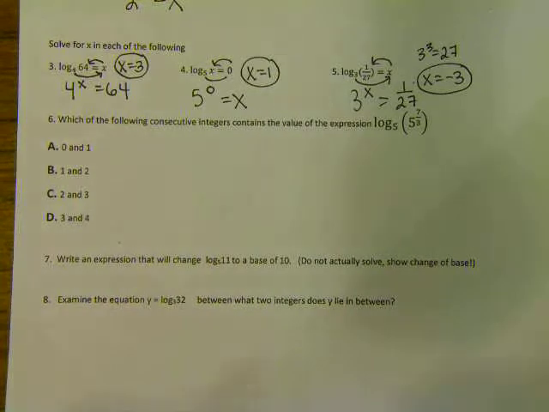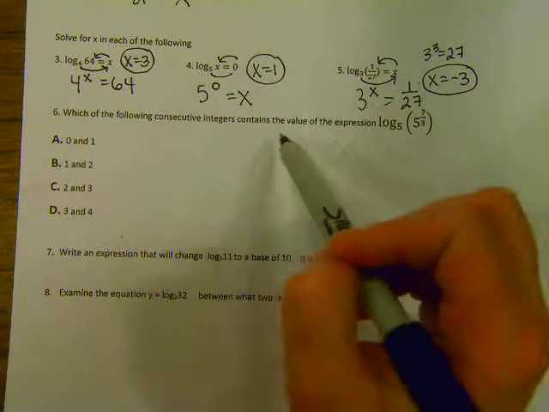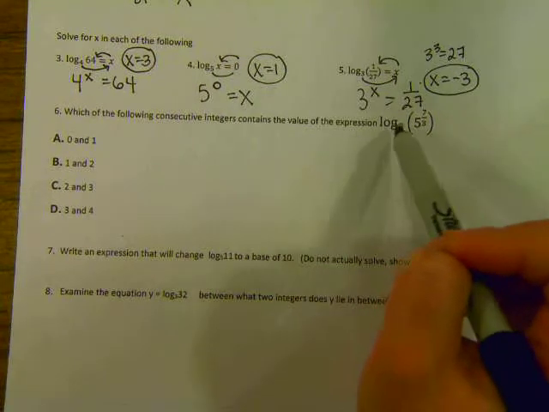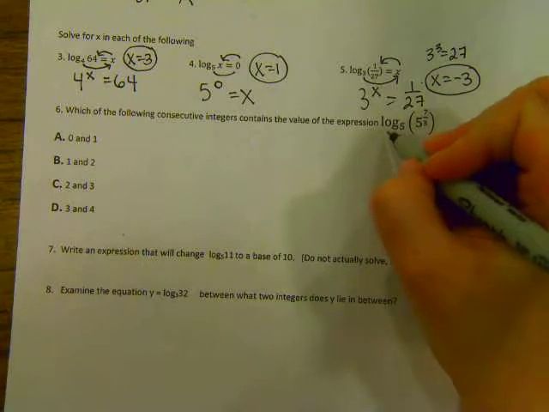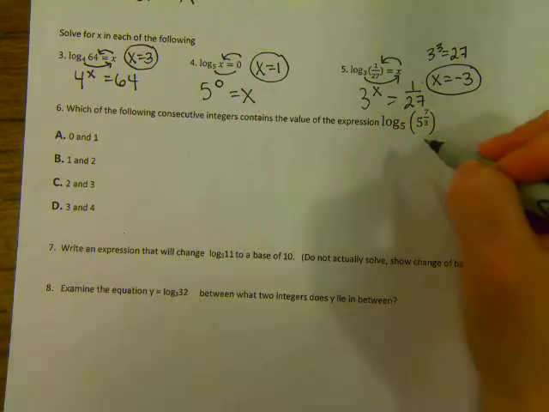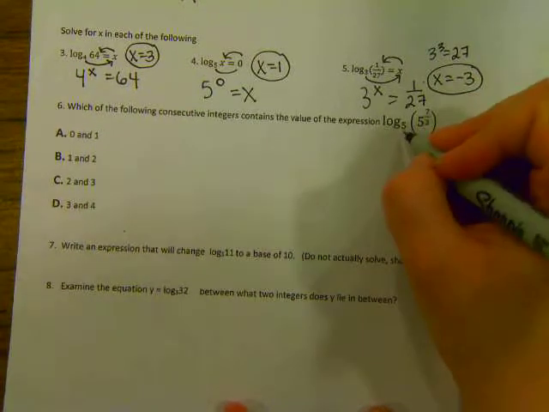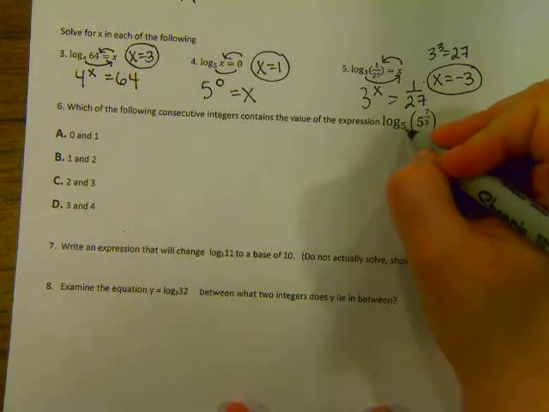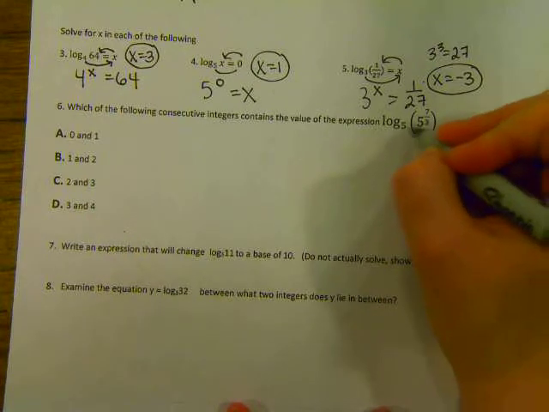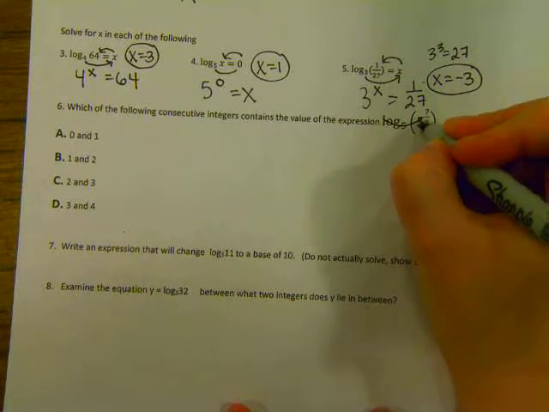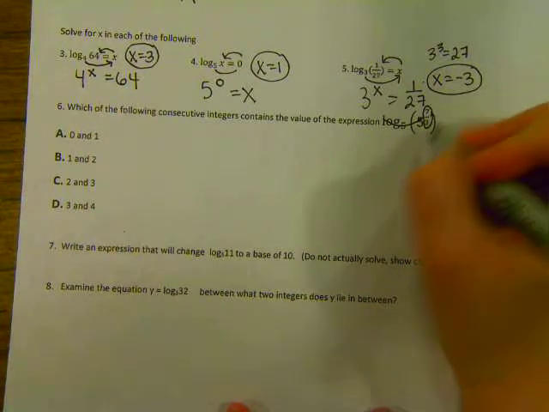Now let's talk about estimating and using the property of log here. It says, which of the following consecutive integers values are the expression of log base 5 of 5 to the 7/3? Now remember, we talked about these in our notes a couple classes ago. A little shortcut with log properties is when you have the base of log and you have a power with the base that's the same, these will cancel each other out essentially, and the shortcut would be you're left with this number at the end.